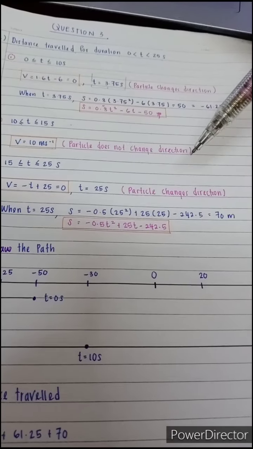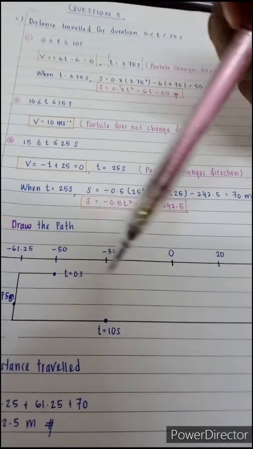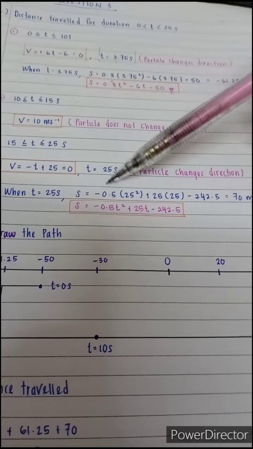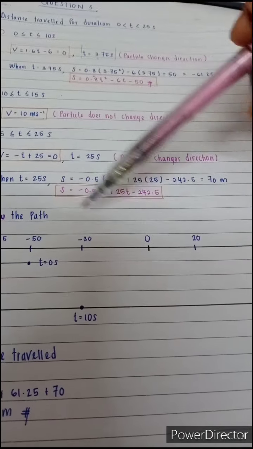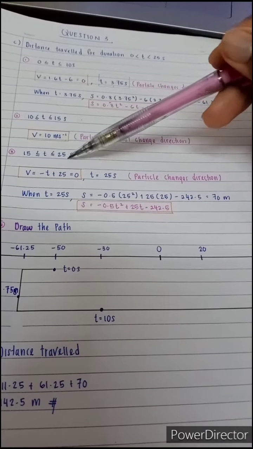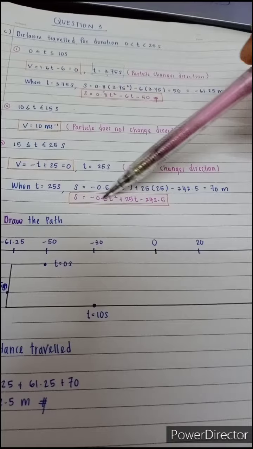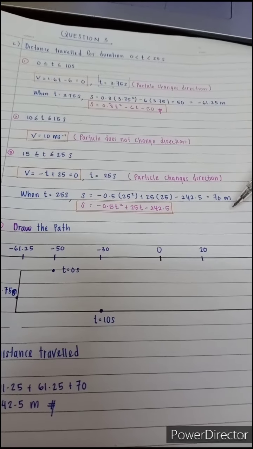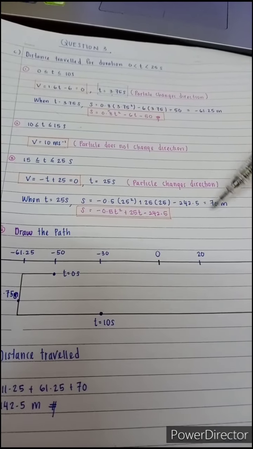I will explain in this part, and drawing the path will make it easier to understand. From this equation, you take out the t, which gives 25 seconds, then substitute that 25 seconds into the displacement equation from this section, s equal to negative 0.5 t square and so on. You will get 70 meter. So during this segment, the displacement is 70 meter.